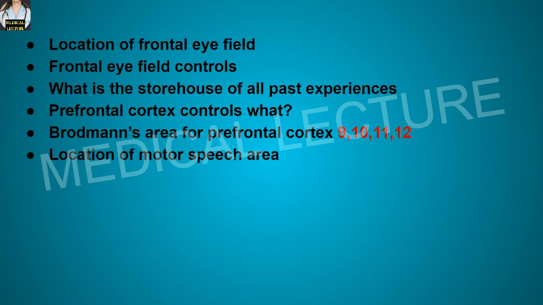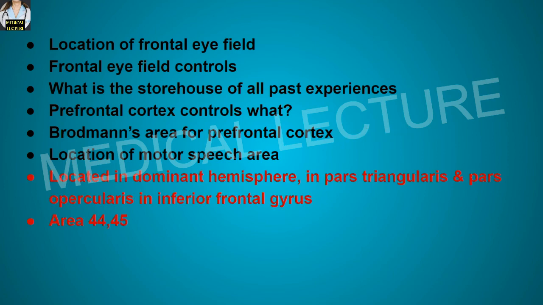Location of motor speech area: it is located in the dominant hemisphere. Which is the dominant hemisphere? It is the left hemisphere, right? So it is located in the left hemisphere, in pars triangularis and pars opercularis in the inferior frontal gyrus, area 44 and 45.